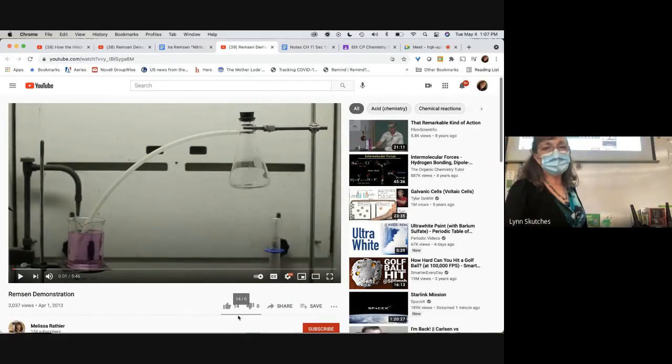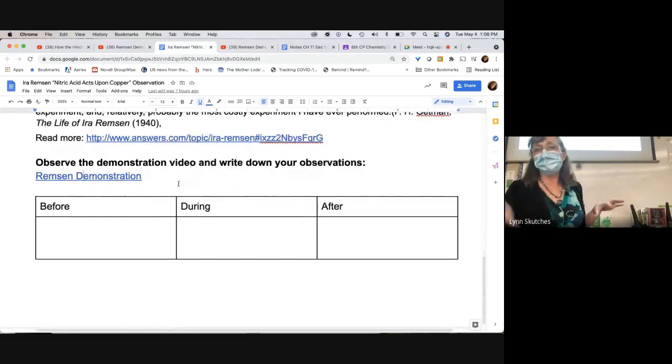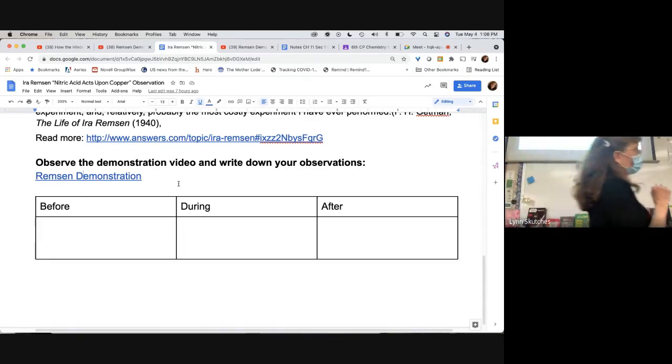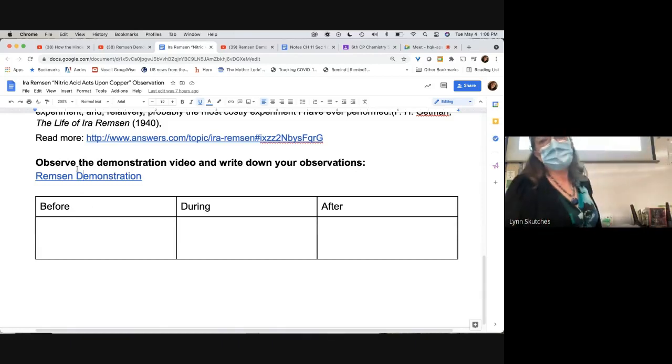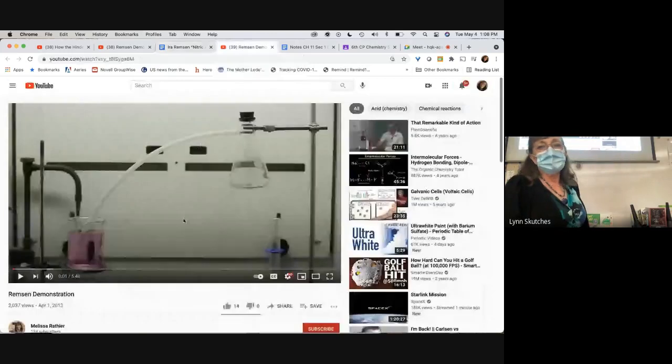I'll show you a picture of my setup on Thursday. But on your document, there's an observation data table. So before, during, and after. Most people focus on the middle part, what's going on when it's reacting, but it's really important to know what it looked like to begin with and what it looks like when it's all done. So I want you to have that open, but to watch this.